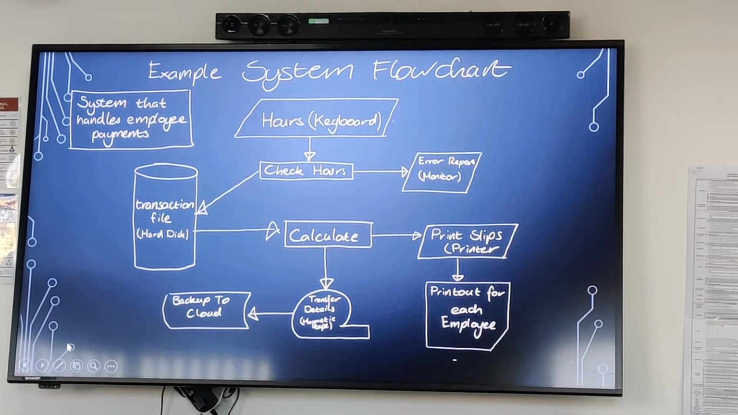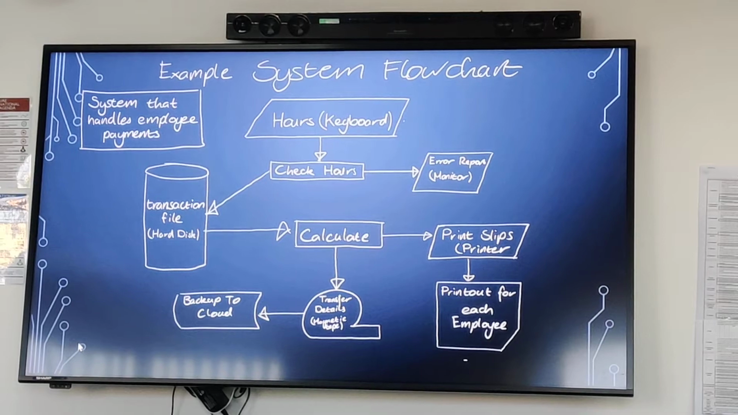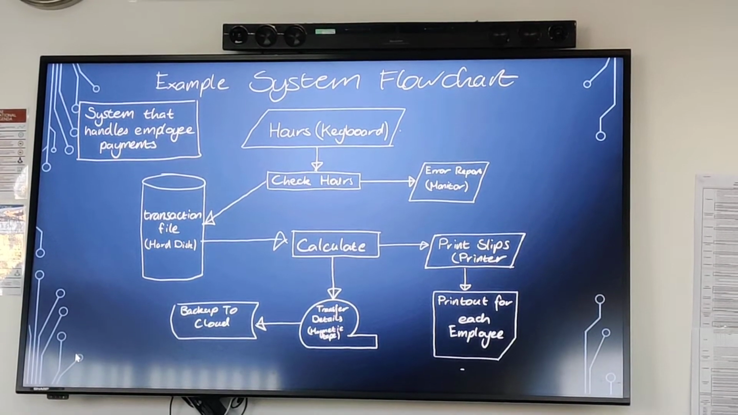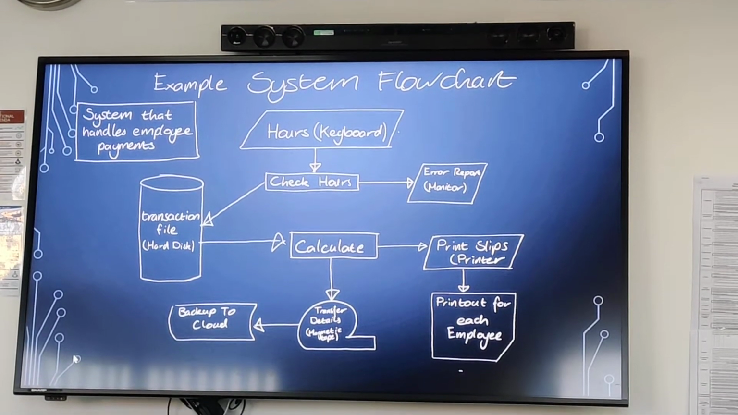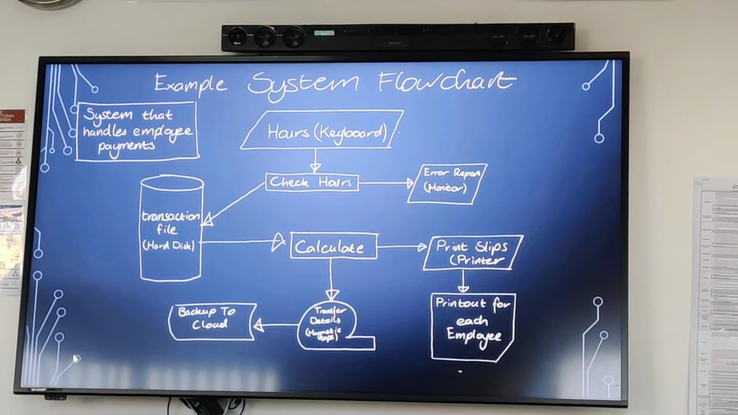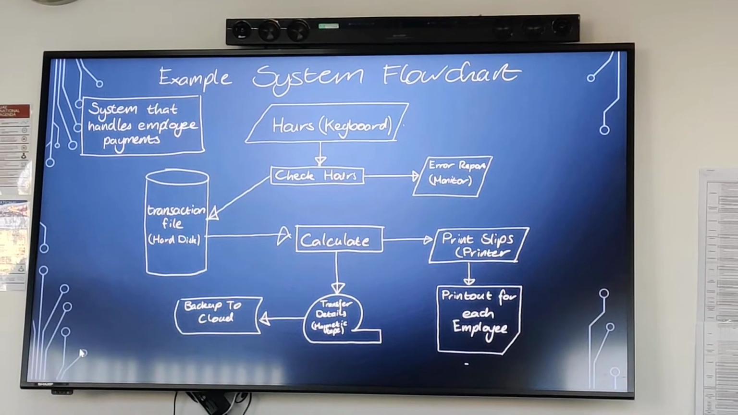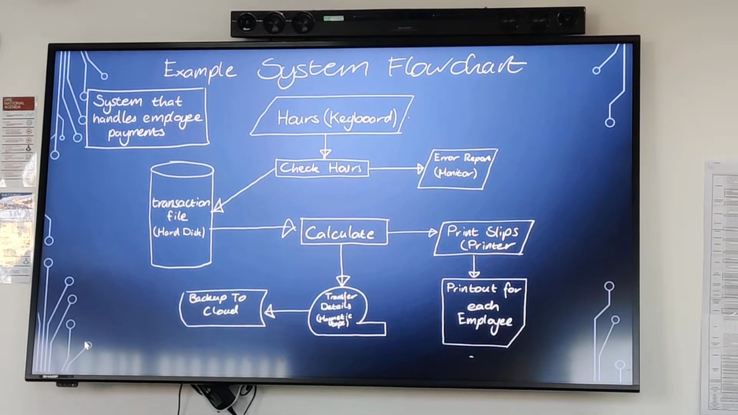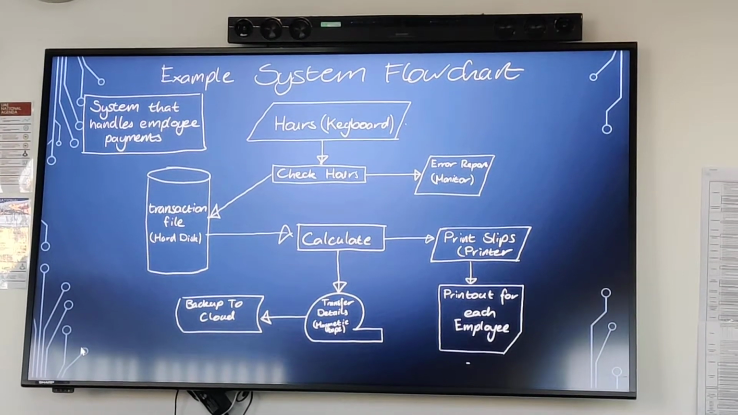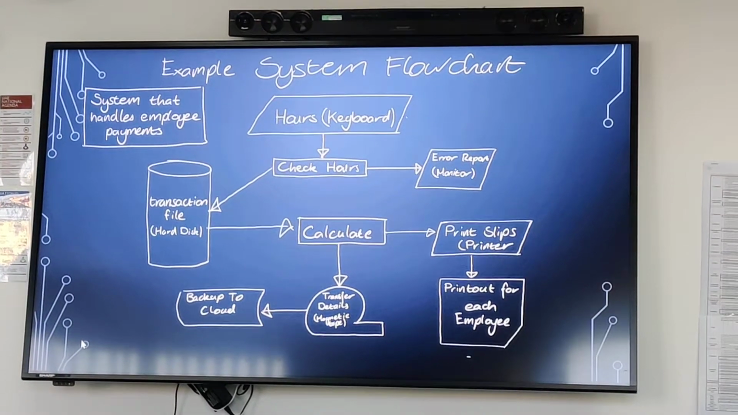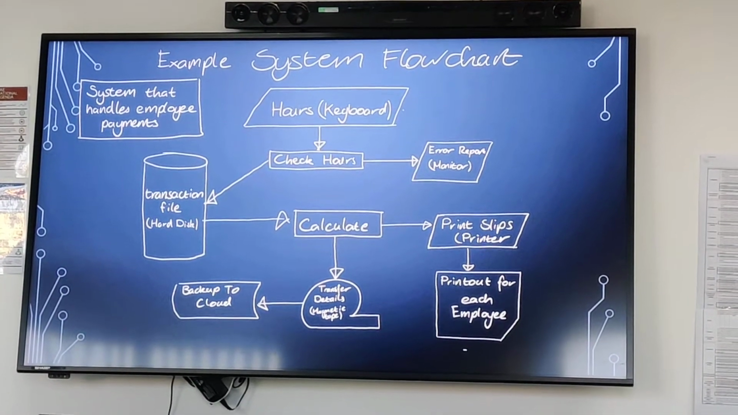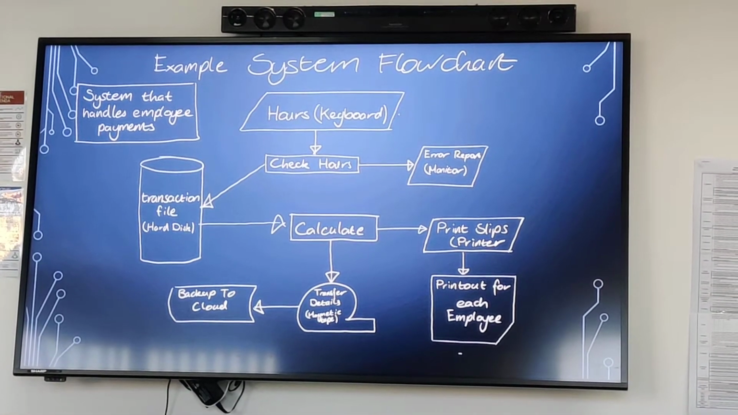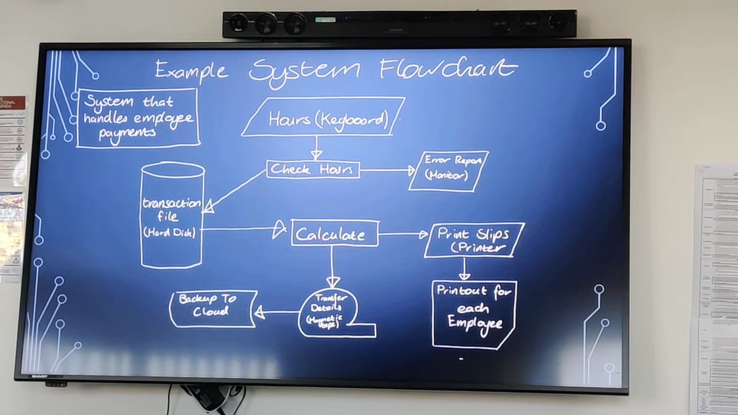This is an example of a system flowchart, to handle employee payments. This is a bad way of doing it, but the employee inputs the number of hours they've done. It checks the hours against whatever system they've got. If there's an issue, it reports the error. Otherwise, it puts it to the transaction file, then it calculates it. From the calculator, it goes to print slips and prints out the slip for each employee, as well as transferring the details to magnetic tape and backing it up to the cloud.